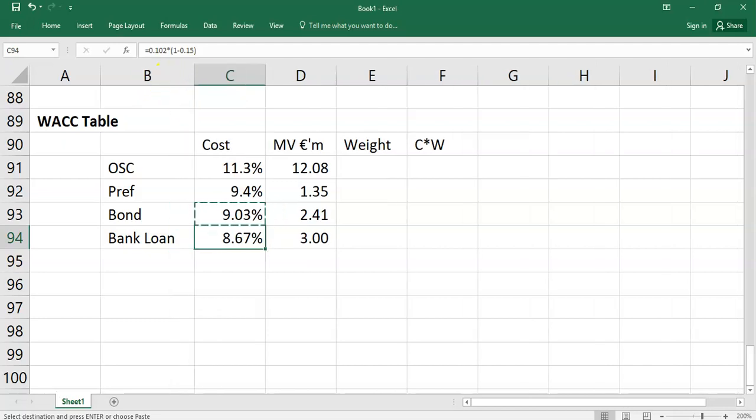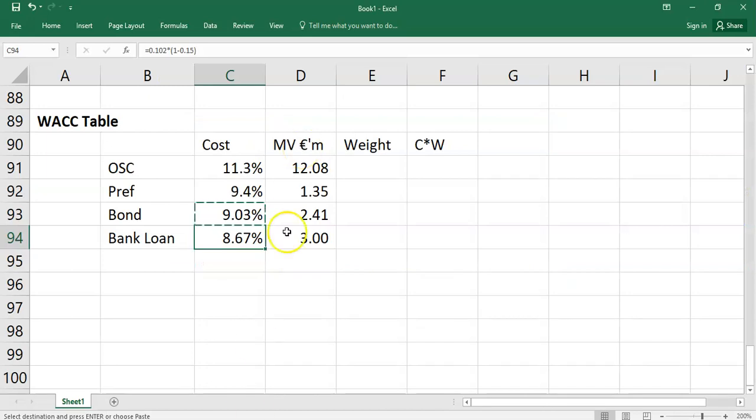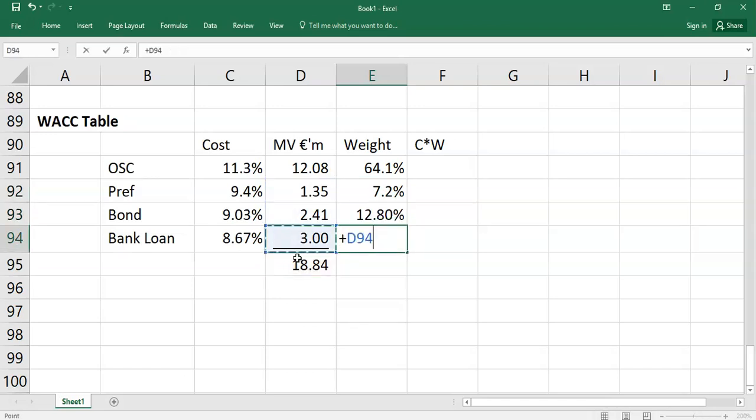But that was a tricky one by the examiner to see did you know what they were asking for. If you bring in a new source of finance, you're just adding on to the WACC table. So you're really restating that table and figuring out will it increase or lower your WACC. And now all you repeat again, you get the market value, which in this case is now gone up by 3 million. And you get your weights. 12 over 18. 1 over 18. Again, I'm just using the high level figures. 2 over 18. And finally, the new bank loan, 3 over 18. And when you tot those up, you get your 100%.